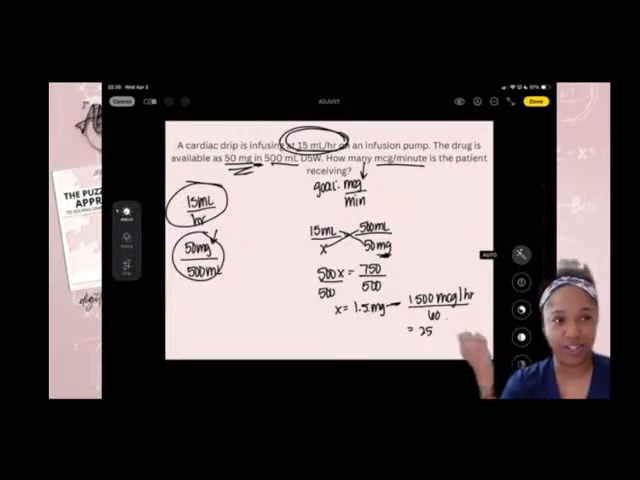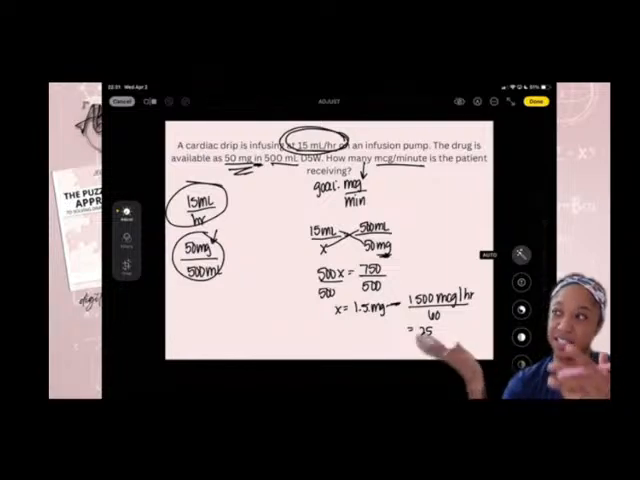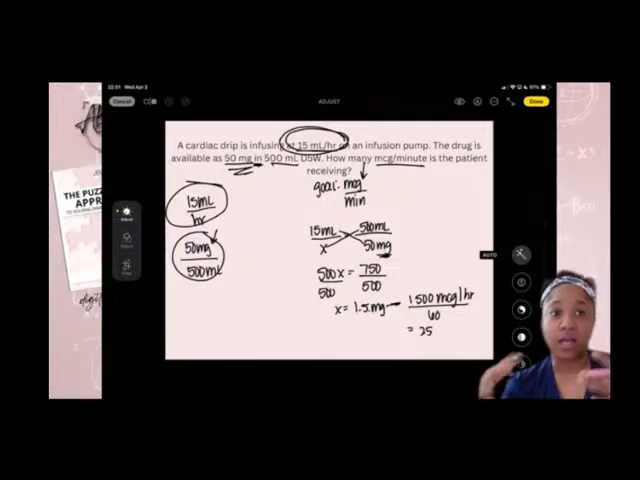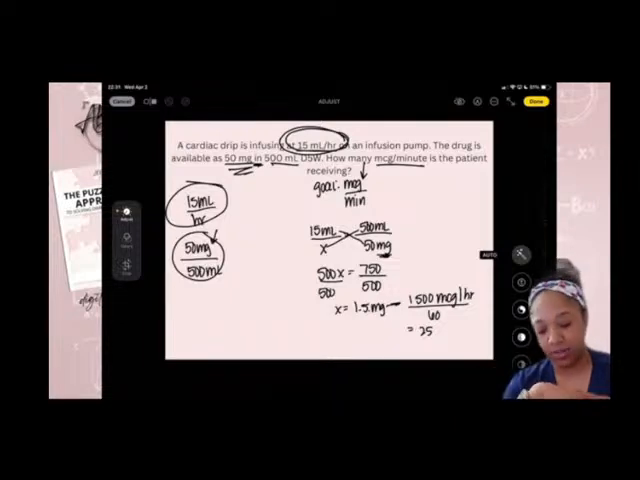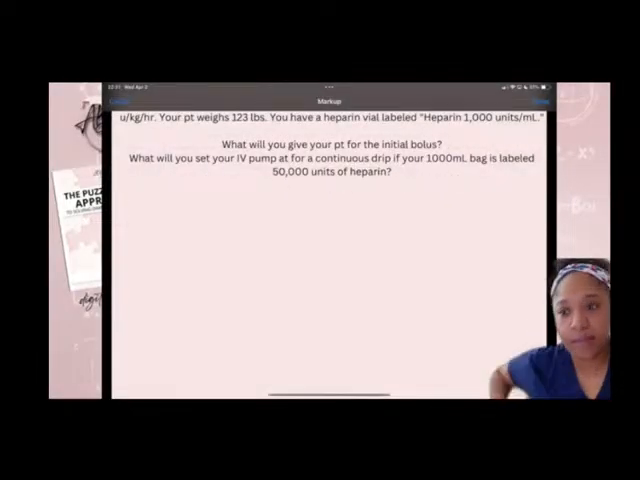It's a deceiver because you think, oh, I'm doing something, and then when you get to harder things, and this is not even that bad. Because you could do micrograms per kilogram per minute, which is really mathy. And then you're like, dang, I don't even know where to go. All right. Big old heparin.